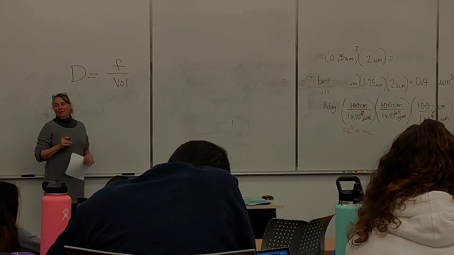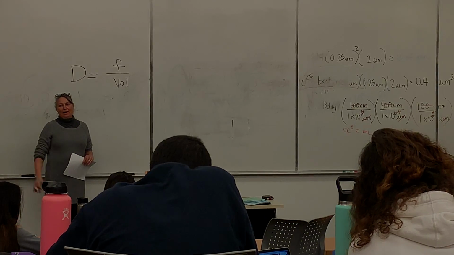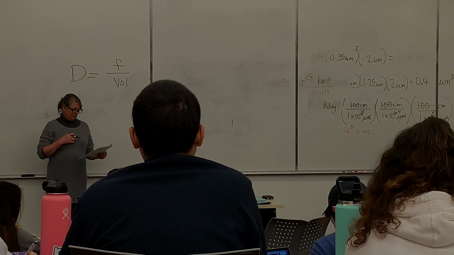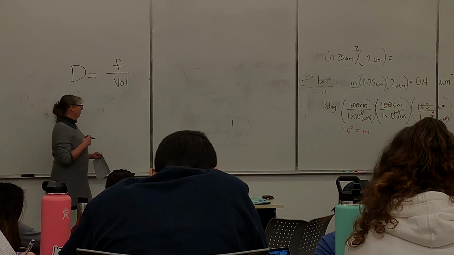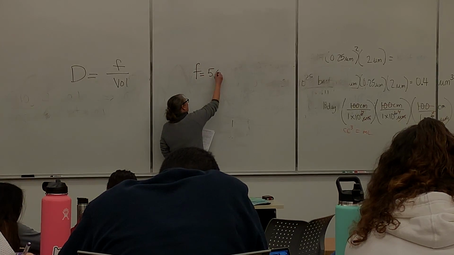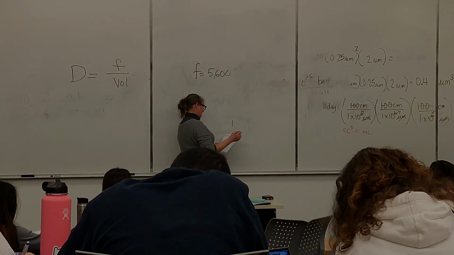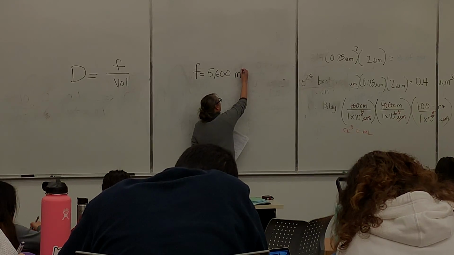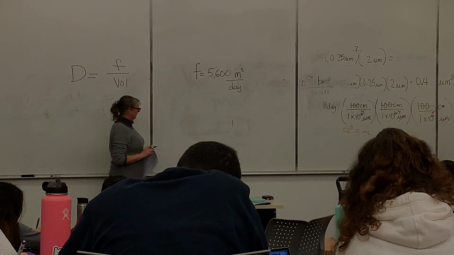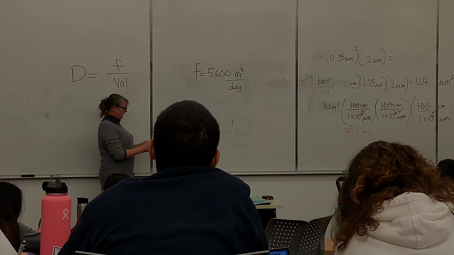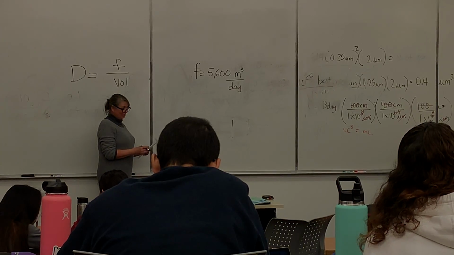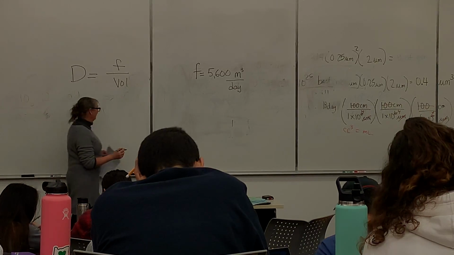So do we want to use the low end of the flow, the high end of the flow, or the average? Low? Okay, let's use the low end. So the low end is F equals 5,600 meters cubed per day. And the volume that we have is in gallons. We did convert it to liters before, but then we took the 0.87. So I don't know if we need to do that one again.